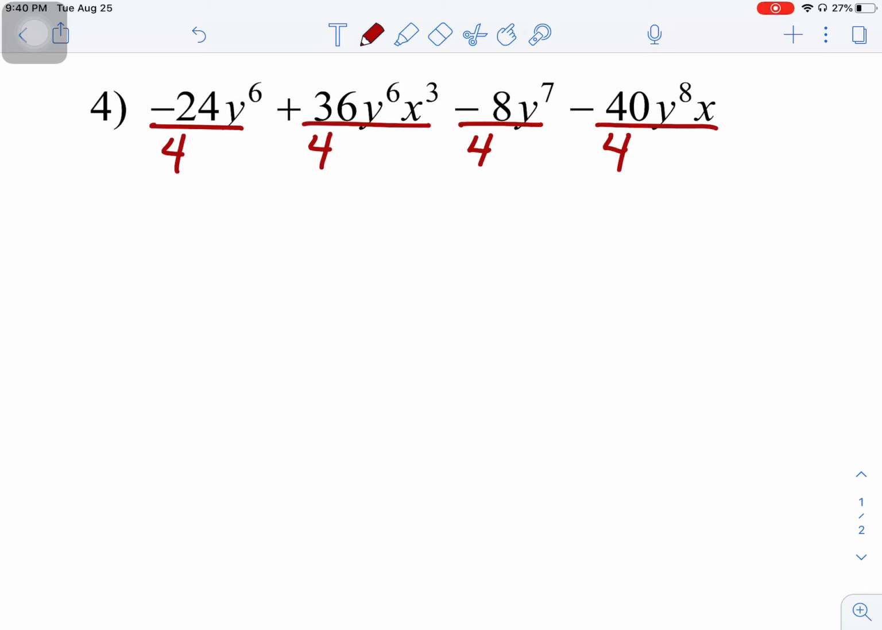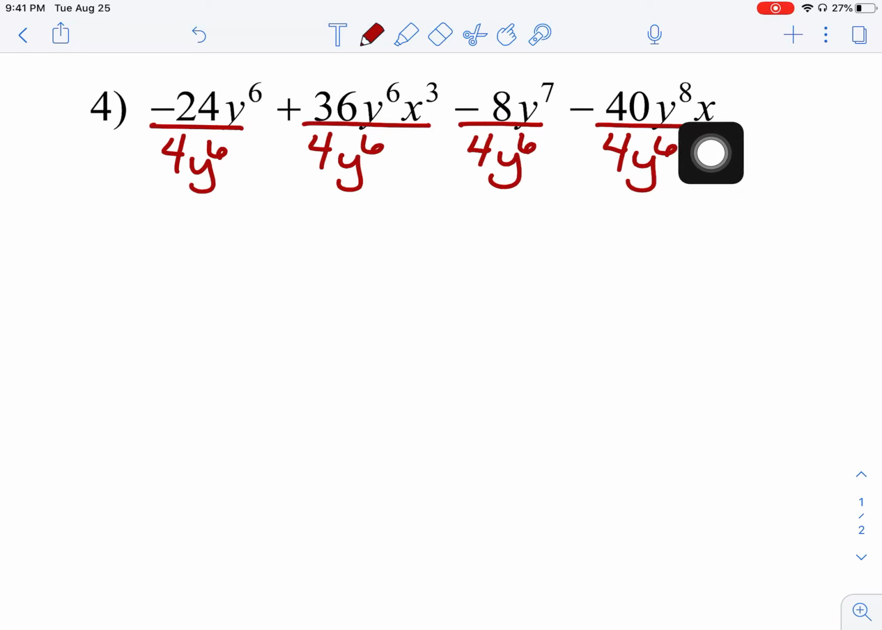Okay, so now let's take on the variables. So I've got y to the 6th, y to the 6th, y to the 7th, and y to the 8th. So the way I want to look at this is whatever the lowest power is, as long as all of my terms have a y in them. And the lowest power that shows up is y to the 6th. Now I have an x here, but as soon as I see that this term does not have an x, I'm not able to take out an x as a common factor. So let's see here. 4y to the 6th, I believe, is the GCF.